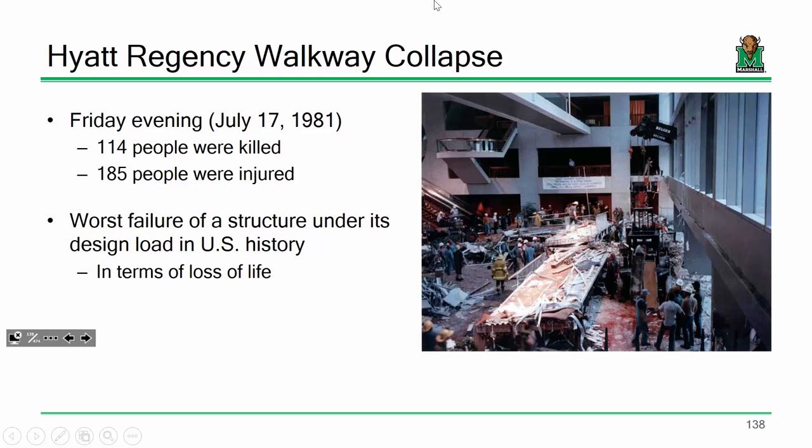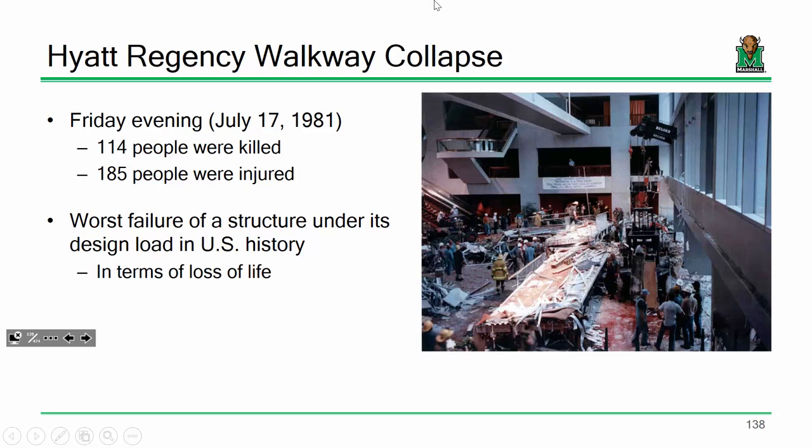But this was a big one. I don't mean to start off discussion today with a topic that's somewhat somber, but this is pretty serious stuff. When this failed, it was the worst failure of a structure under its design load in U.S. history. Now, you go, well, wait a minute, what about 9/11? What about the Oklahoma City bombing or something like that? Well, yeah, many more people died during those instances, but they weren't under normal operating conditions. This failed under day-to-day normal operating conditions, and over 100 people died. Okay, so this was pretty serious.